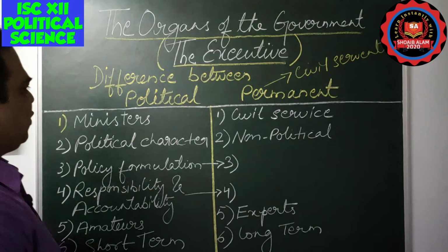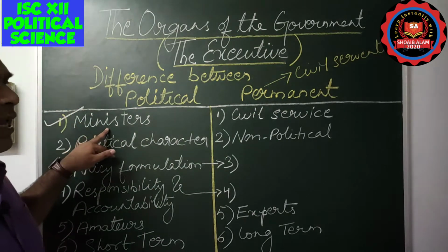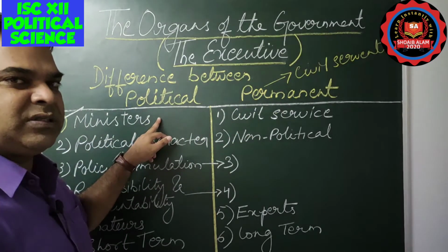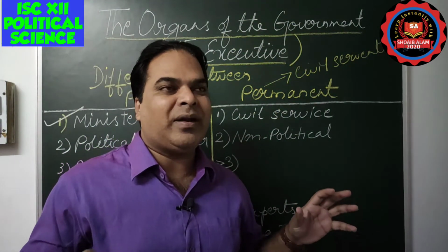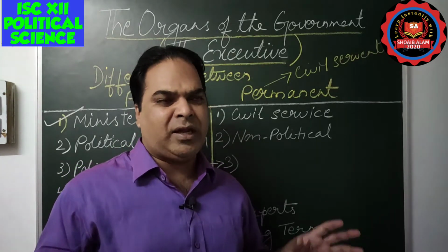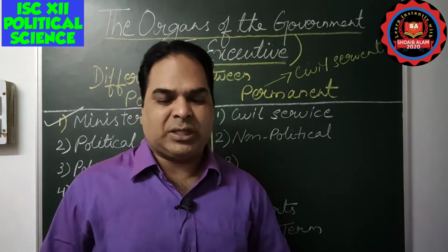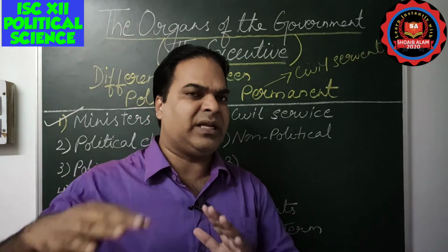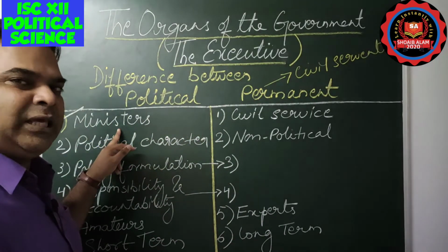The first difference I have made over here is ministers. Why did I write ministers here and civil services there? Because political executives are ministers. Political executives are related with politics, and after contesting the election, when they become a member of the parliament or any of the assemblies, if the government is formed, then they are given the portfolio of a minister. So they come under the category of ministers. Ministers have different categories that we'll discuss in other tutorials.